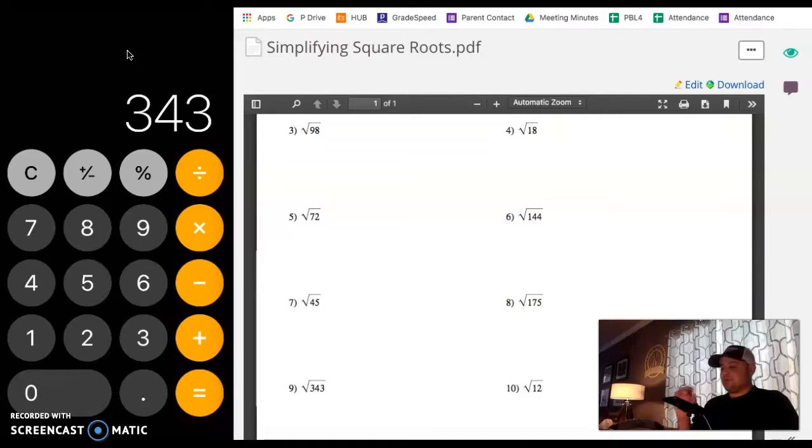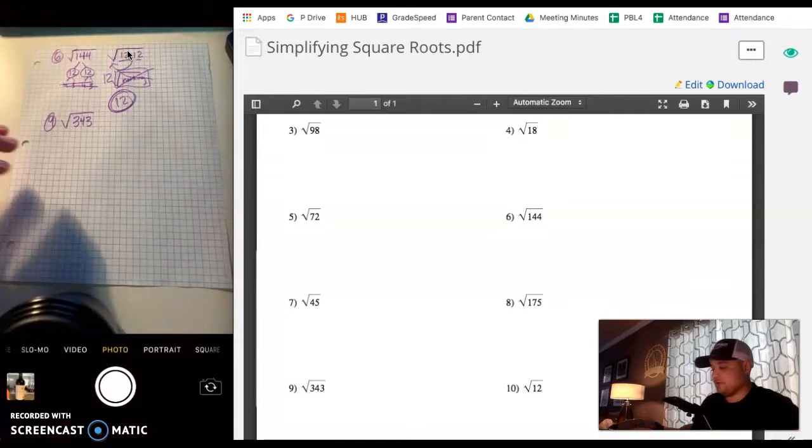So we tried 3. I don't want to try 5, because this number does not have a 5 or a 0 at the end, so I know it can't divide by 5. So let's try 7. Okay, good, this is good. 7 times 49 gives me 343. Okay, good, so that's a good place to start.